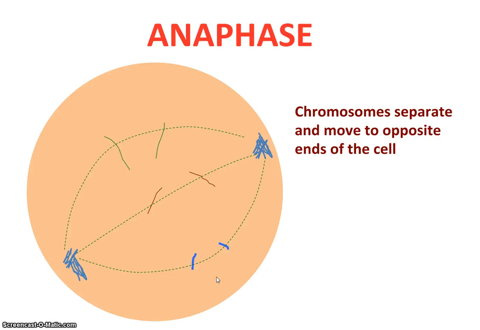In anaphase, the chromosomes start to separate and they move to opposite sides of the cell. And they stay along these little spindle fibers. They're kind of like roads or pathways that the chromosomes can take. So this guy is going to go to this side, this guy's going to go to this side, right? These 3 are going to go here, and these 3 are going to go here.